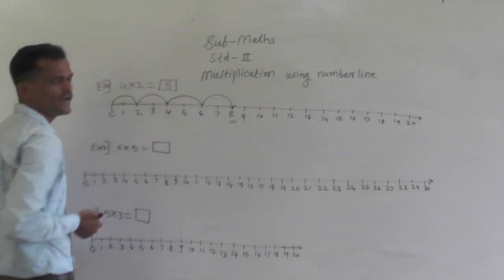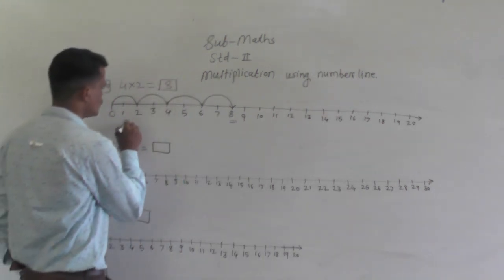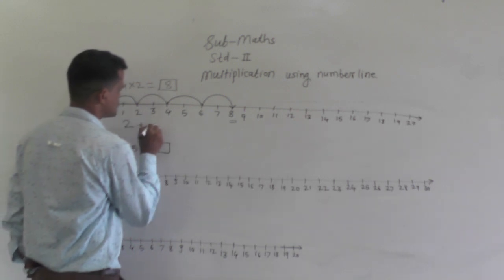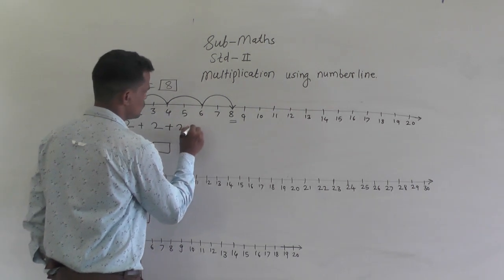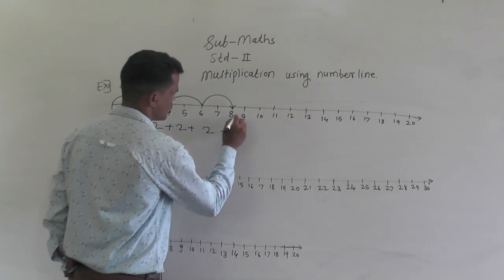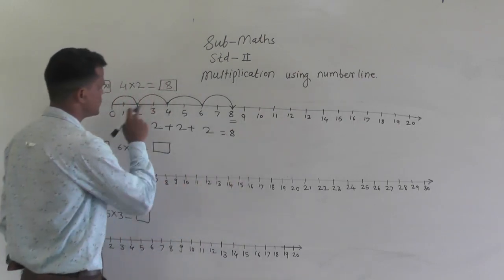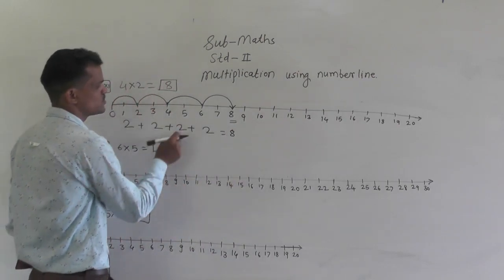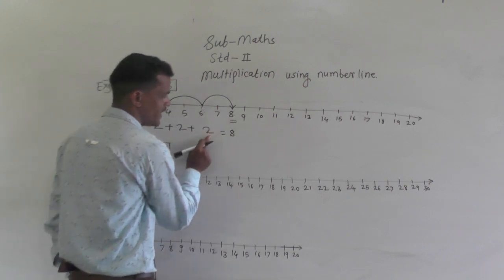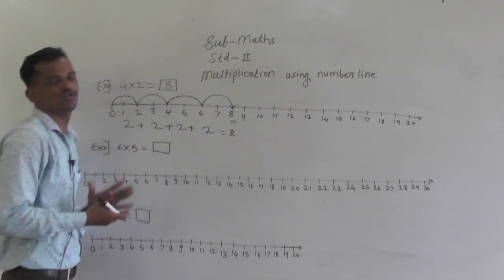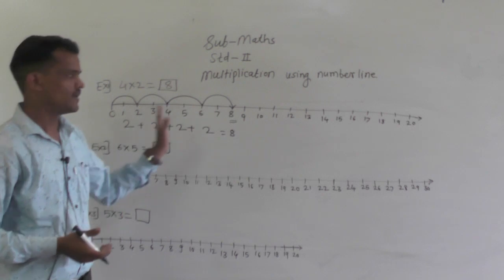And we can write the addition fact for this: 2 plus 2 plus 2 plus 2 is equal to 8. See here, 2 plus 2 is 4, 4 plus 2 is 6, 6 plus 2 is 8. Like this you have to solve this example.